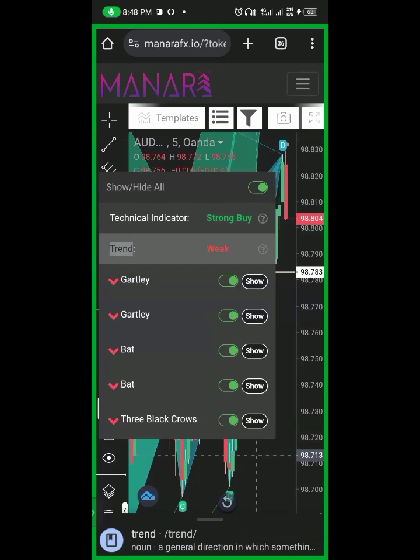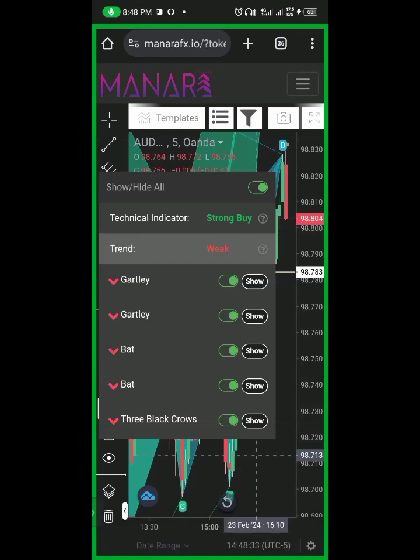Hope you are listening. If the technical indicator tells you buy, or it tells you strong buy, which is a good thing, but the trend here is saying weak, it means the trend is weak. What is that saying? That is telling you that, hey, yes, we are in a buy market now. The market is going up. But the trend, which means the power that will move the market upward, is weak. So you don't buy. You look for another pair, or you go to another time frame.